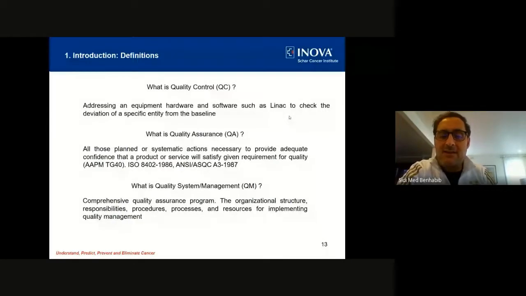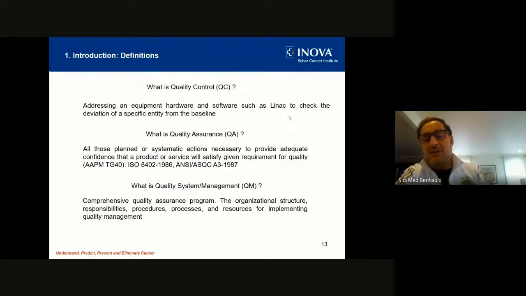Quality assurance, and this definition was actually from the International Standard Organization, and it was then adjusted by the American National Standard. So basically, quality assurance is defined as all those planned or systematic actions necessary to provide adequate confidence that a product or service will satisfy given requirement for quality.